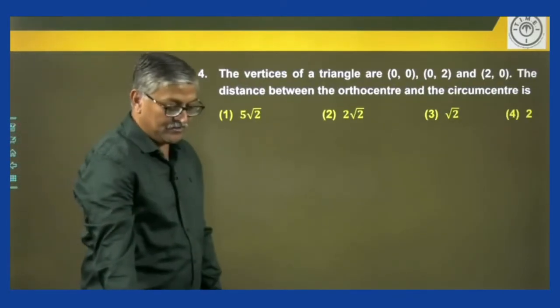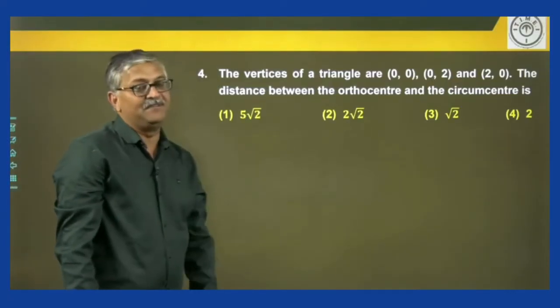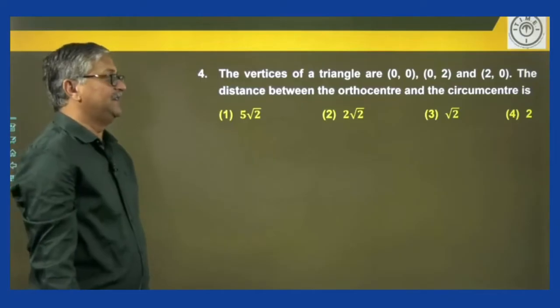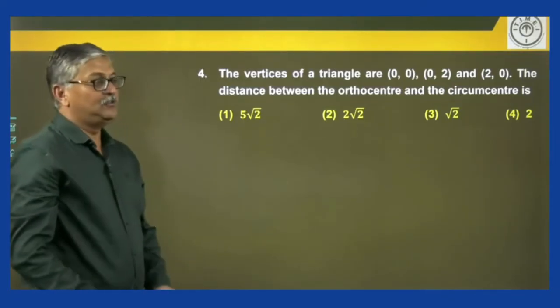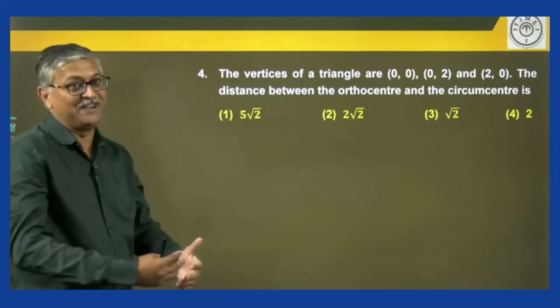This is that next problem. The vertices of a triangle are given. What is the distance between, again, the distance between the orthocenter and circumcenter? So, we have the centroid. Centroid means the point of intersection of medians.